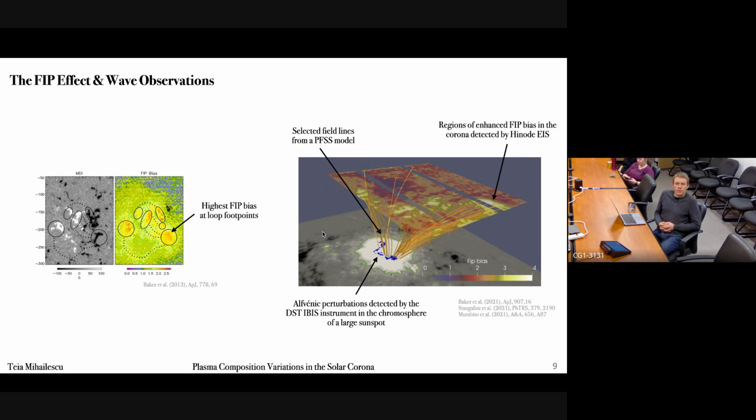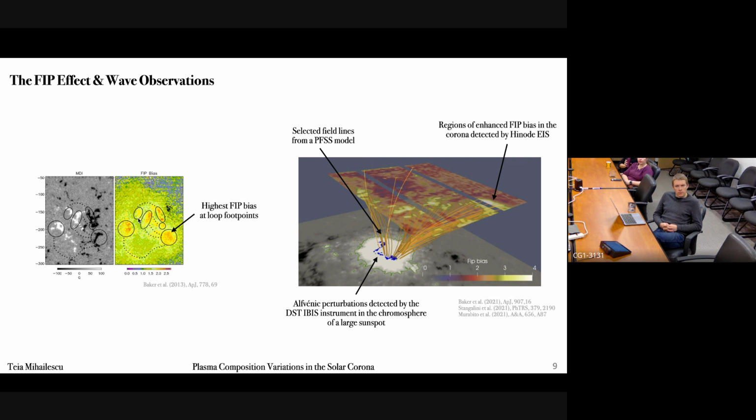So this is the MDI photospheric magnetic field map for an active region, and the right-hand side shows the FIP bias. And you can see that the strongest patches of FIP bias enhancement are associated with regions of strong magnetic field. So we're actually looking at foot points of the coronal loops in this active region. And then we also see slightly more enhanced FIP bias values along the loops connecting these foot points, and those are shown in the dotted lines connecting the circles and ovals.